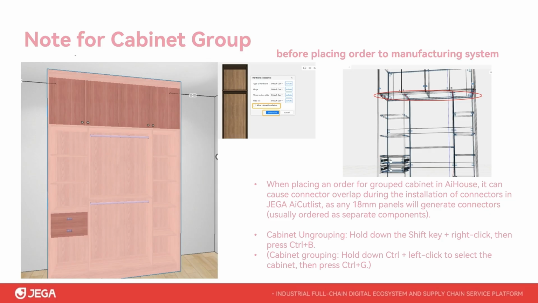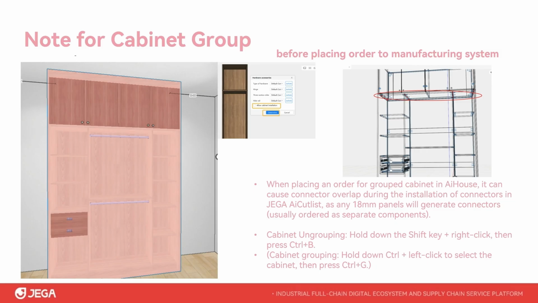Next is the cabinet group. When placing an order for a group cabinet in AiHouse, it can cause connector overlap during the installation of the connectors in JEGA Cloud AiCutlist, as many 18mm panels will generate connectors, like in these pictures. So when you install the cabinets and there is no need to generate a connector between 2 of them, you don't need to group them.